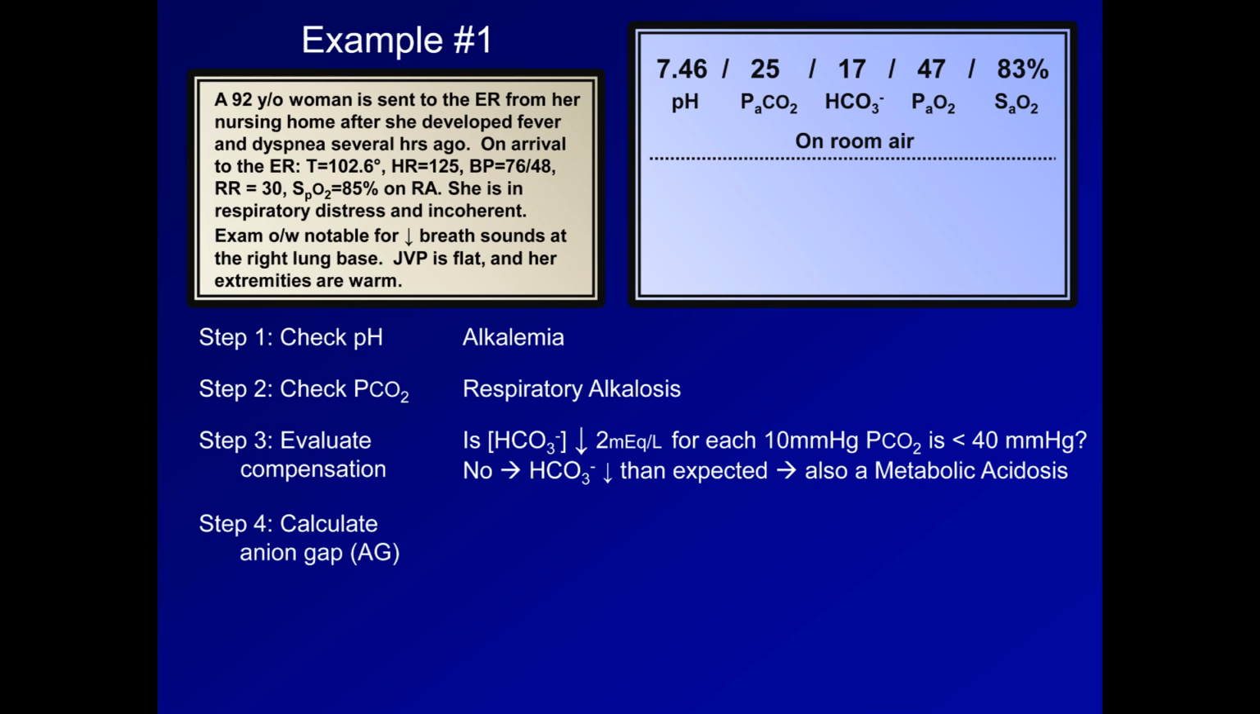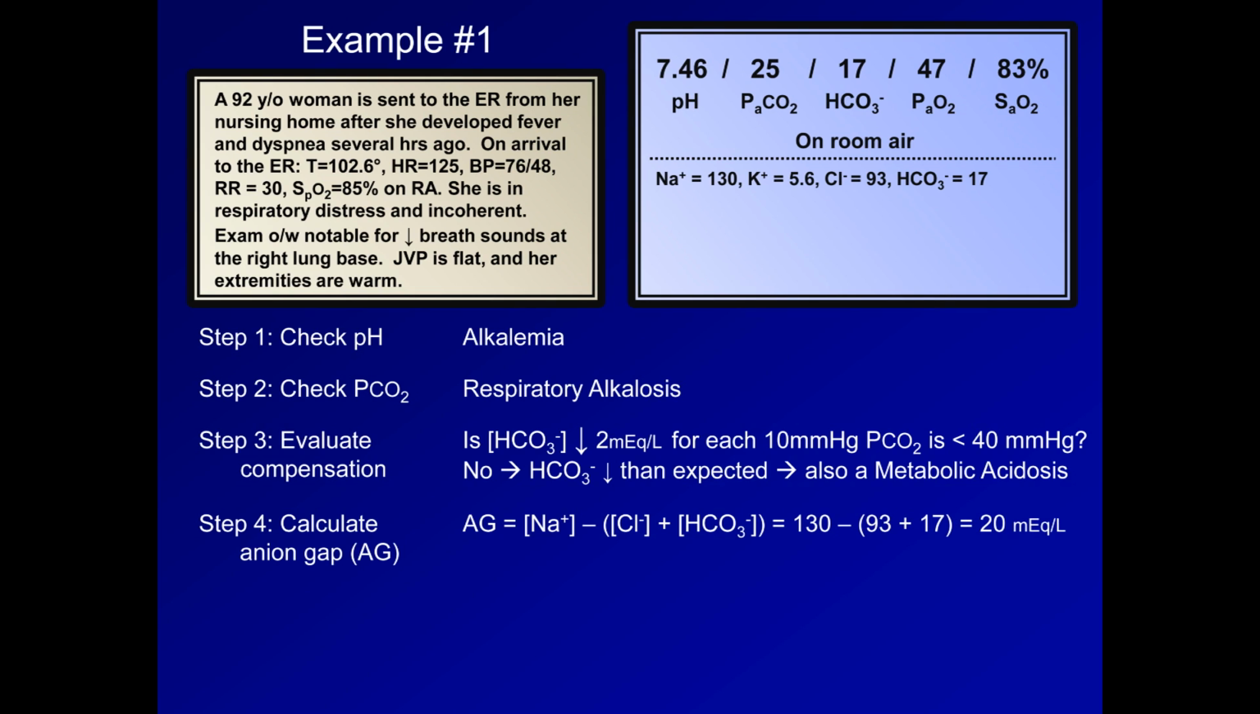Step 4, check the anion gap. As discussed in lecture 5, this is equal to the sodium minus the sum of chloride and bicarb, and helps to determine the presence of a pathologic unmeasured anion. Here are the relevant electrolytes, and plugging in these numbers, we find an anion gap here of 20.